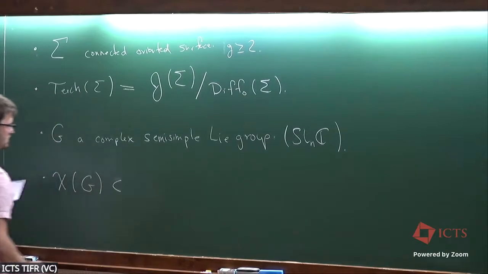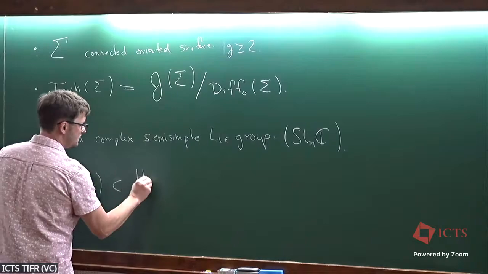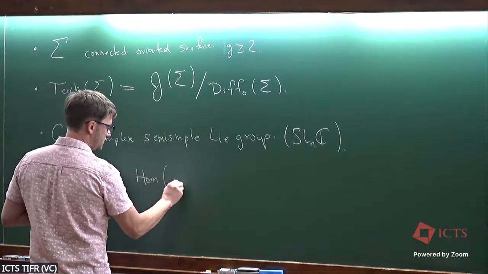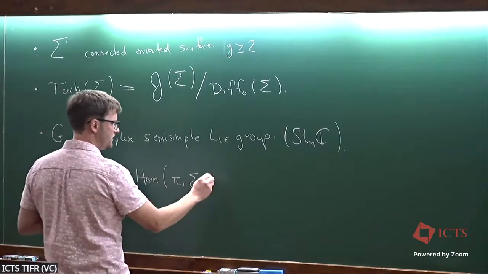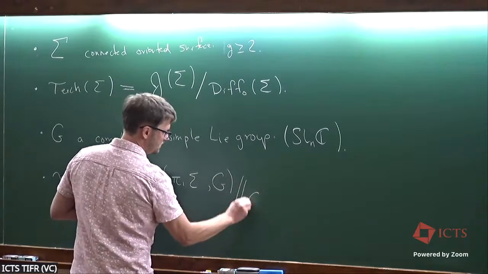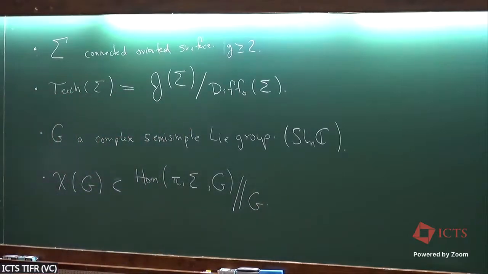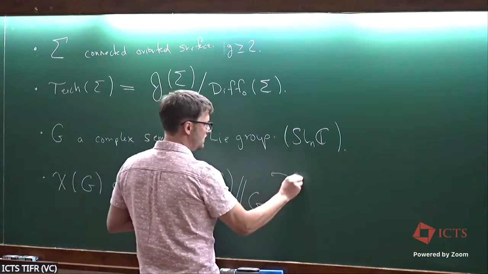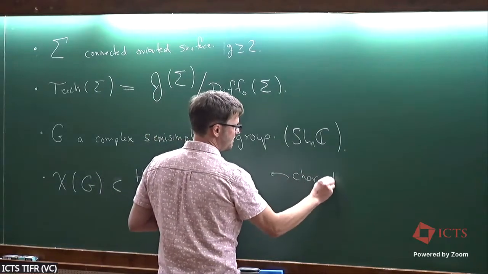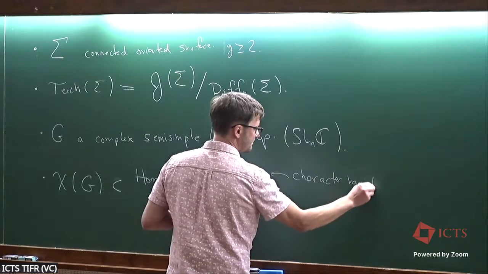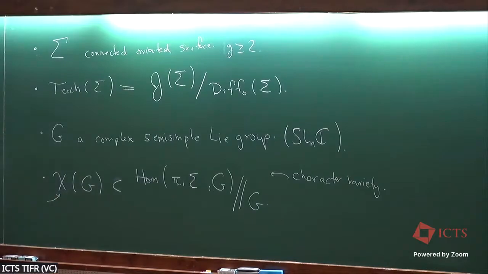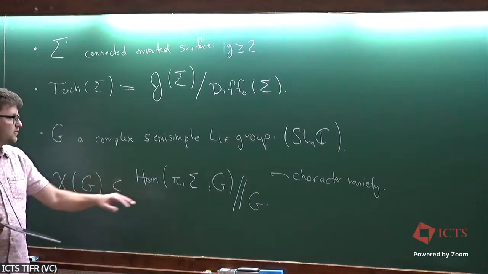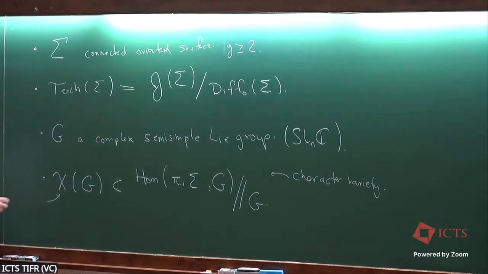This is going to be sitting inside what's called the G character variety. These are all representations of the fundamental group, or group homomorphisms from the fundamental group of my surface into the Lie group G, considered up to conjugation. This space is usually called the character variety. And in the next 3 days, I want to focus on the set of stable points of this character variety. This is going to be the smooth or orbifold locus.